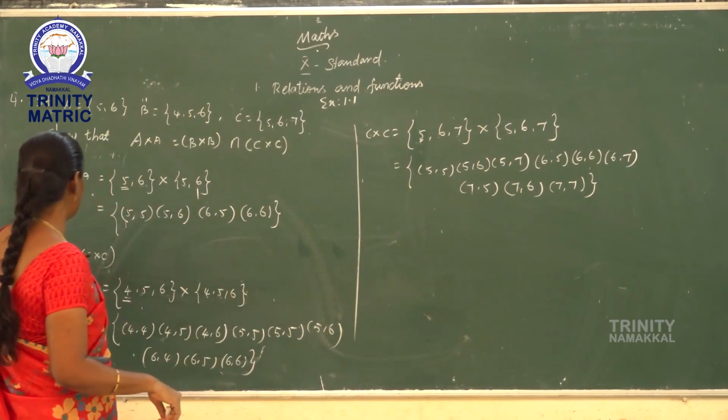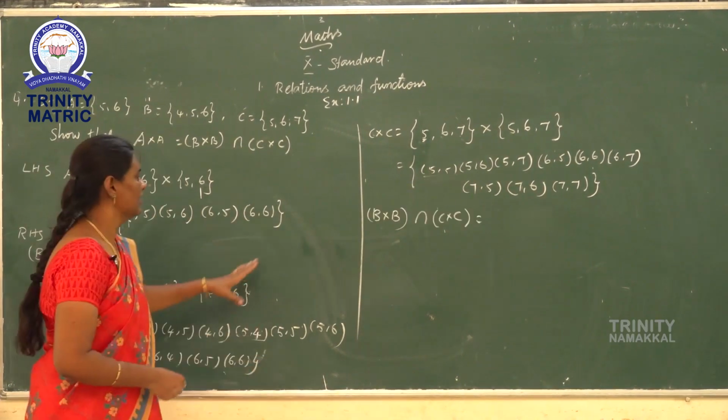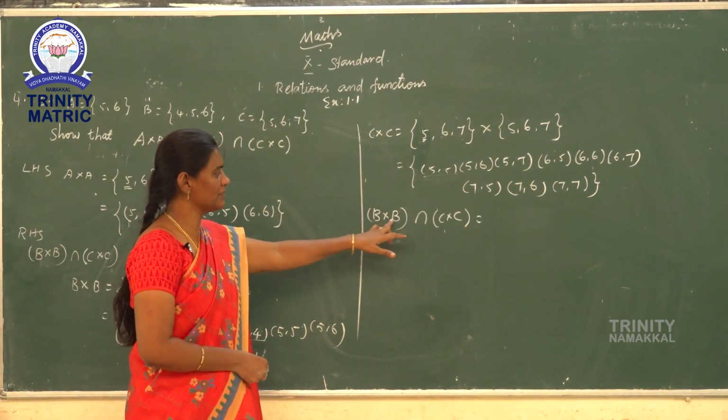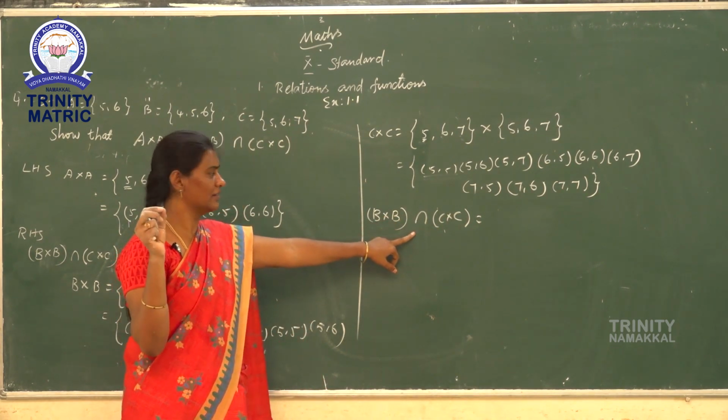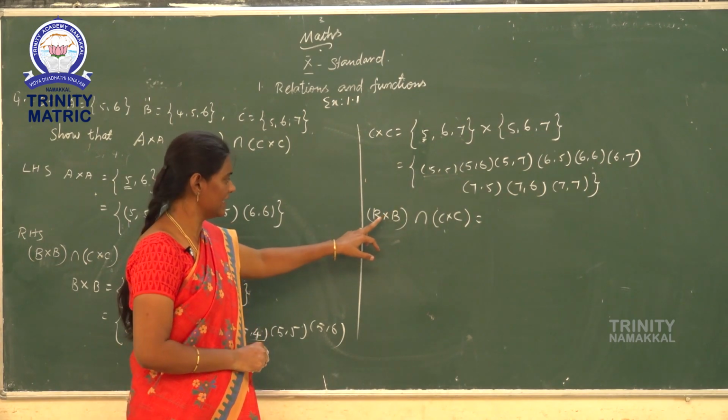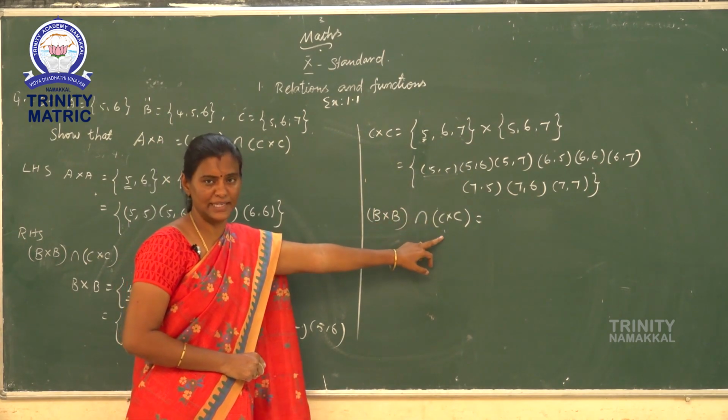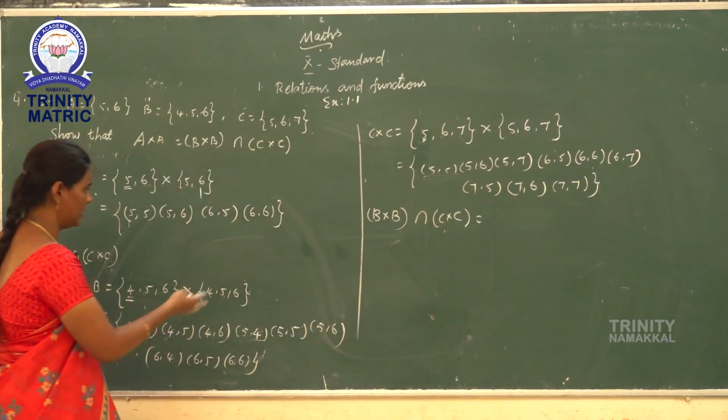Now we take the intersection of these two sets. Here we have to find B cross B intersection C cross C. Intersection means we write only the common elements in the set B cross B and the set C cross C. Here what are the common elements?